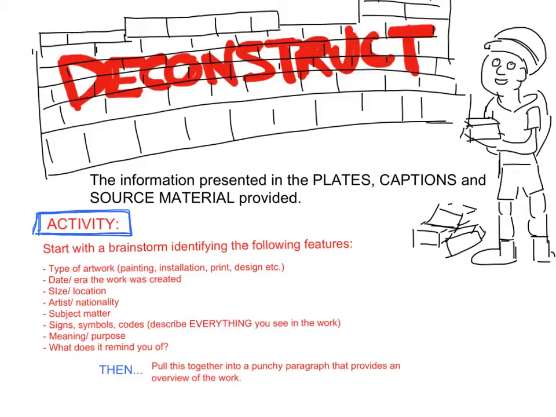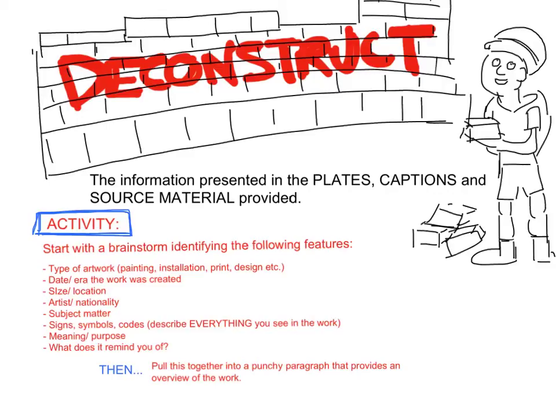And that obviously leads into the subject matter. What are they looking at? What are they dealing with? What's the concept behind it? In doing so, take note of the signs, symbols, and codes. Describe everything in the artwork while you're doing these annotations. What can you use as evidence? From these, what meaning or purpose can be drawn? And lastly, what does it remind you of?